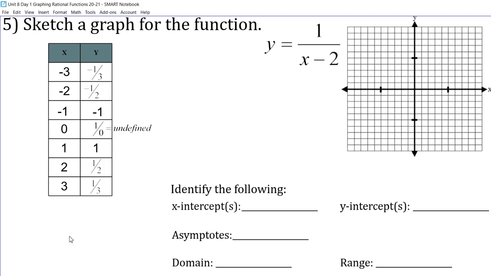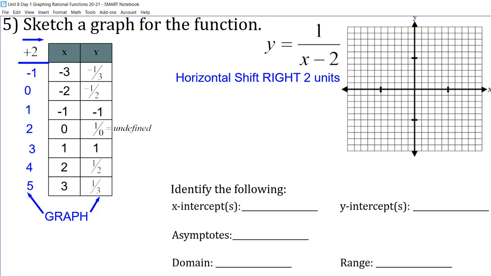So I'm going to use my parent function table, and we're going to shift this all to the right 2 units. So what is that going to look like? All these inputs are going to go to the right 2 units. So what operation are you doing? Technically, you are adding 2 to every single input for your function. If we add 2 to every single input, what will we end up with? We'll have these values here. So here are the inputs that we're going to end up graphing and their corresponding outputs.